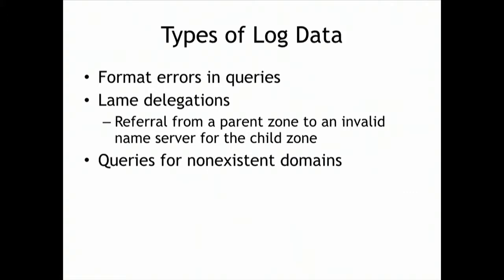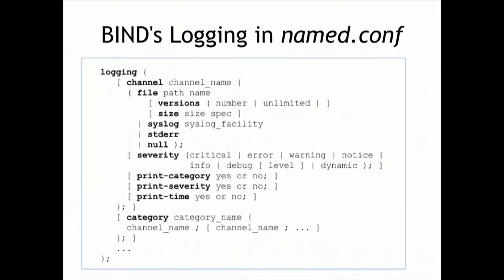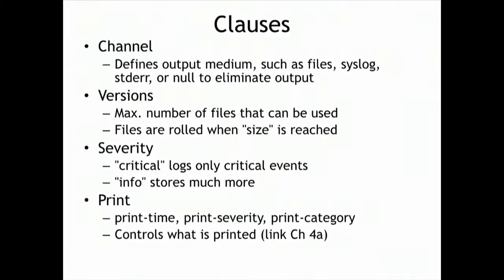Anyway, so log data is things you might have, queries that have problems like format errors. Lame delegations are when one DNS response tells you to go ask another DNS server, but you can't get to the other DNS server, so it fails. Queries for names that don't exist, these various things that might be logged, you can control these in named.conf, and you've got a project where you do this, you turn on a bunch of these logs. It's all just the various configuration lines here.